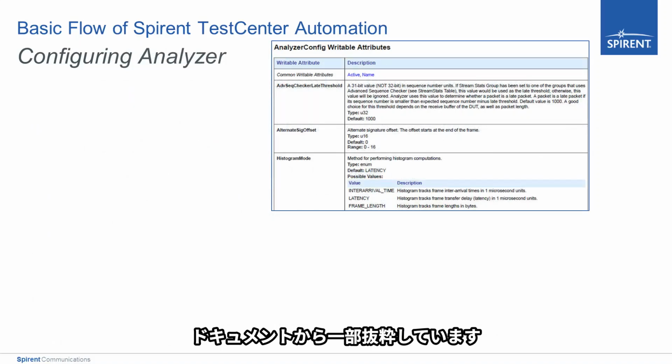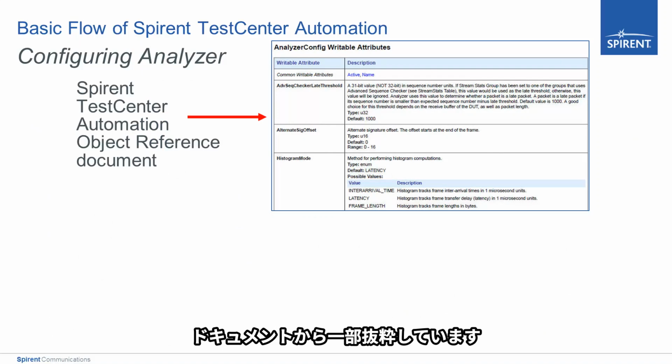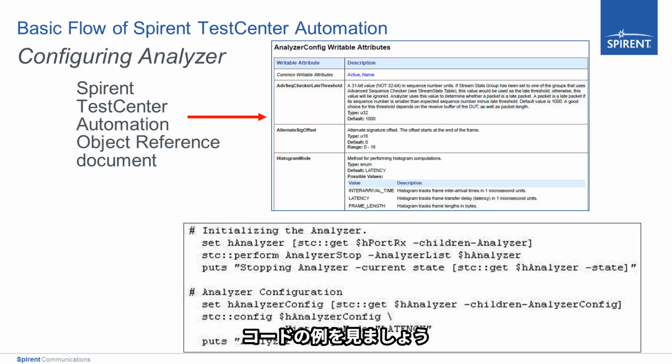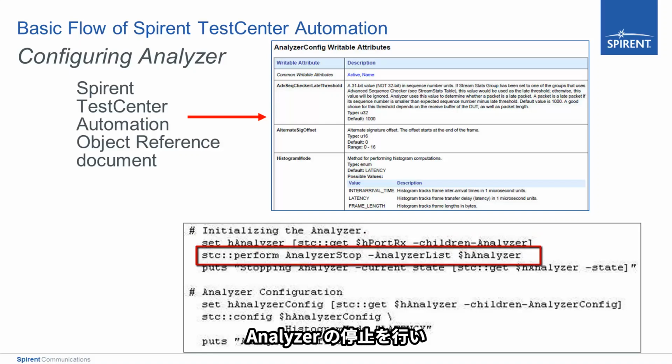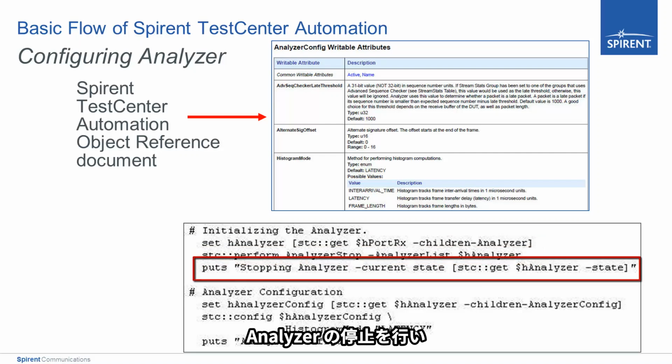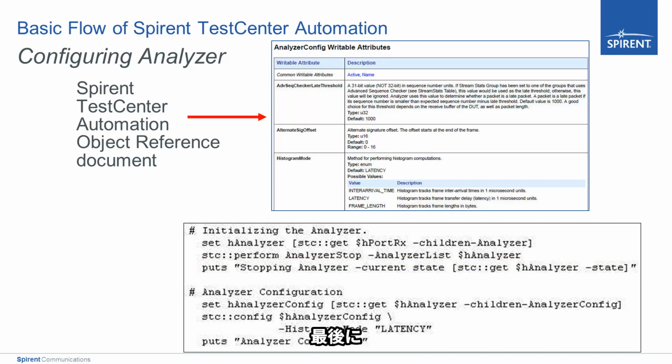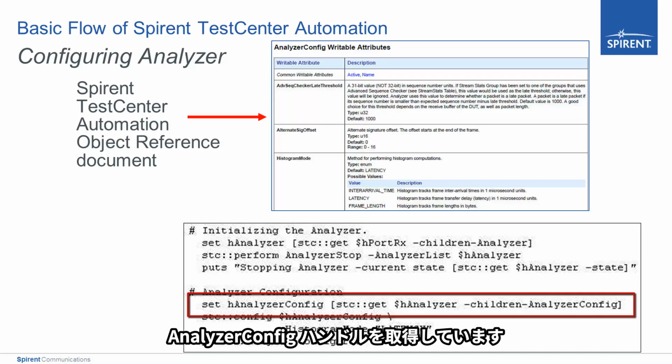Here we are displaying the analyzer config object, or at least a portion of it, within the object reference manual. From there, it will display things such as a description of the object as well as the attributes. We will then look at the code. We are going to start by initializing the analyzer, just as we did with the generator. We're going to retrieve the analyzer handle from the port handle, which is the receive port. And then we are going to perform an analyzer stop on that analyzer handle. And then we'll display with the putS command stopping analyzer, and then we'll retrieve the current state with the get command looking for the analyzer handle and the state. Once that's completed, the latter part of the code will retrieve the analyzer config handle.